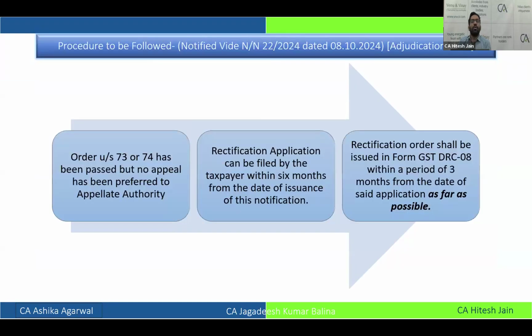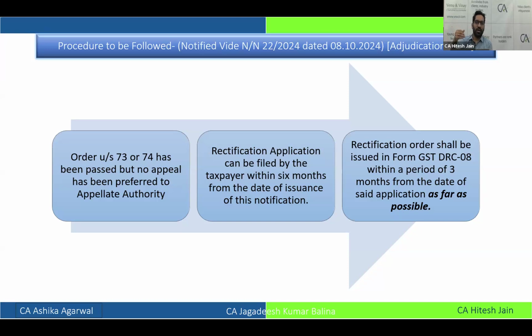Now, coming to the procedure which has been notified. The procedure has been notified in notification number 22/2024 dated 8th October 2024. In this scenario, we have considered the case at adjudication level. What should be the scenario in front of you to claim benefit as per this notification? Your order under section 73 or 74 must have been passed, but you must not have preferred any appeal to the appellate authority.